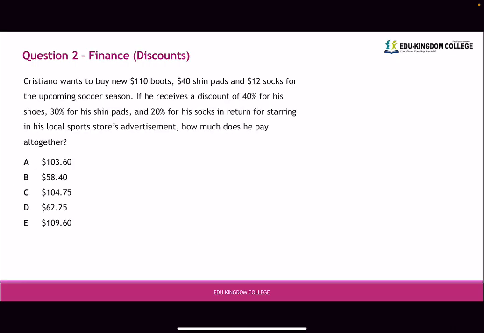Now, question 2 is finance. We took a look at this before. So someone wants to buy boots for $110, shin pads for $40, and socks for $12. But happy days, they get a discount. The discount is 40% for the boots, 30% for the shin pads, 20% for the socks. And so we know for the boots, they only need to pay now 60% of what they did before. For the shin pads, 70%, and for the socks, 80%.